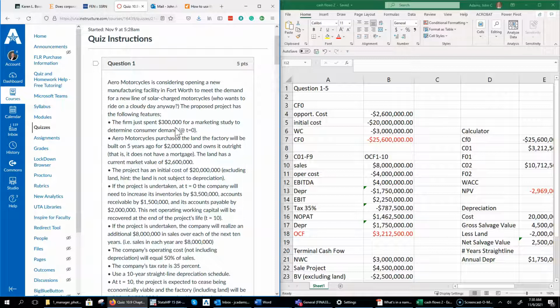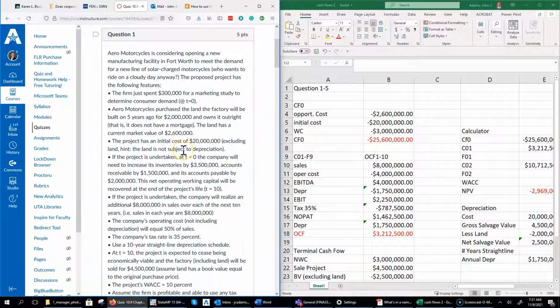All right, the next bullet point says that they purchased the land 5 years ago for $2 million, and that's its book value. It also tells us that it doesn't have a mortgage, which we don't really need anyway. And the land has a current market value of $2.6 million. Before, we wanted to ignore sunk costs, but we want to include opportunity cost. And this is an opportunity cost of $2.6 million, because if the company doesn't do this project, they have the ability to sell this land for $2.6 million. So by doing the project, they forego selling the property for $2.6 million. Therefore, the opportunity cost is $2.6 million.